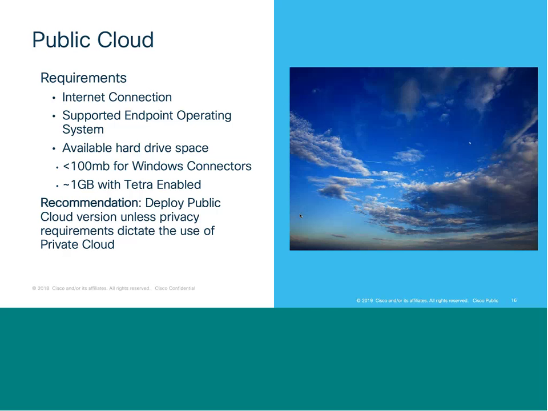It really depends. You can have it as small as 100 megabytes if you don't turn on the Tetra engine. The Tetra engine will use between 500 and 700 megabytes on average. We say 1 gigabyte just to be safe and allow room for growth in the signature definition files. So the best practice recommendation here is public cloud. It's the easiest to deploy, it's the fastest to get set up, and it's the cheapest to operate in the long run.